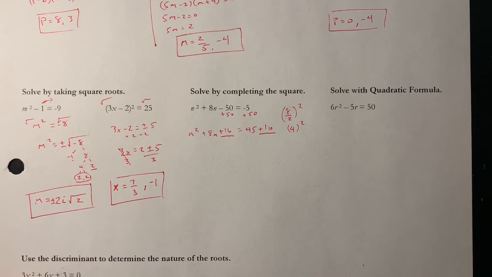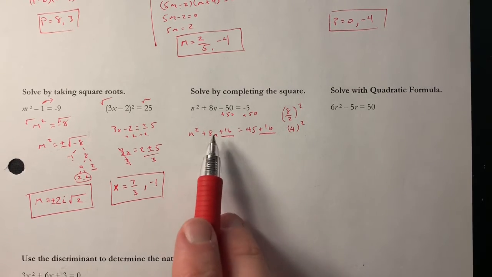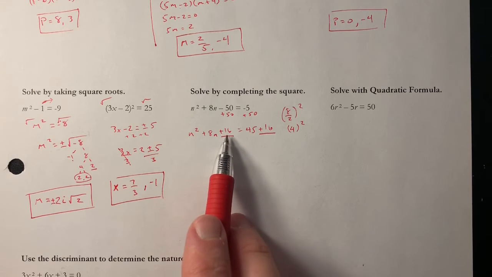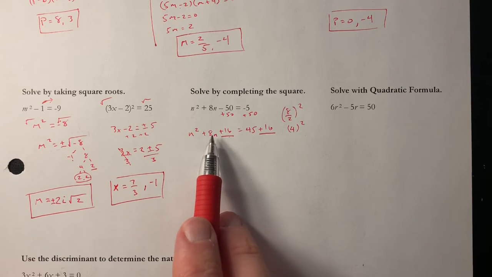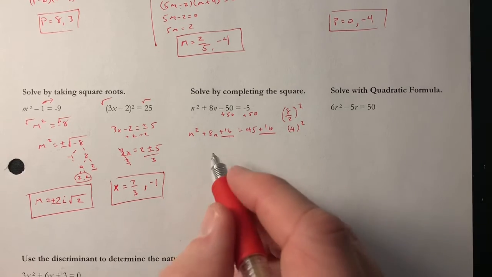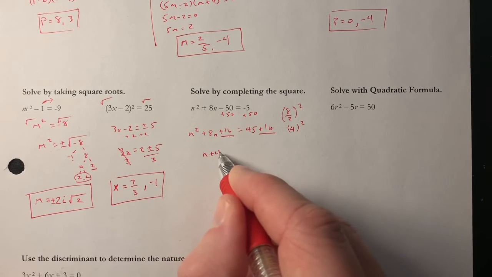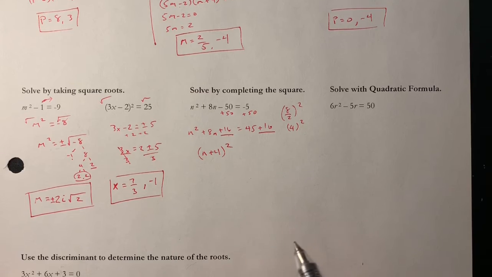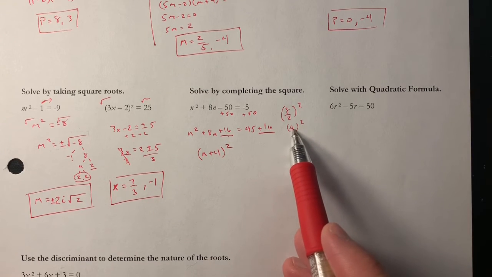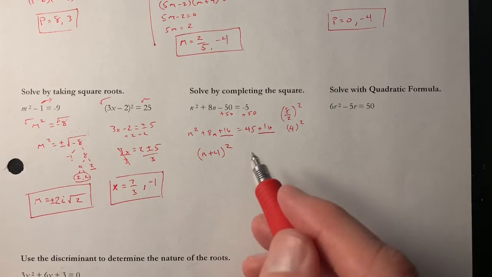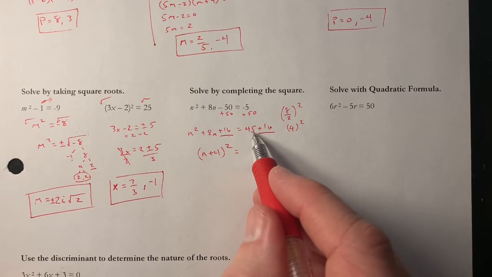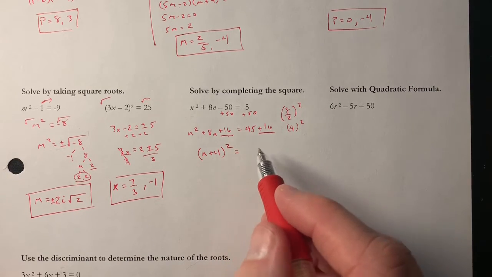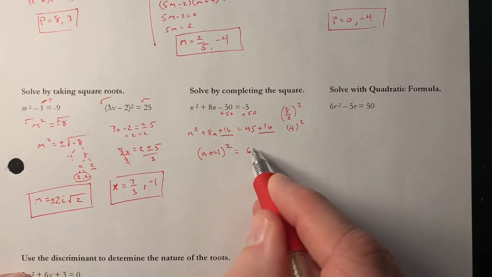Okay, next up is the factored form. What multiplies to 16 and adds to 8? That would be 4 and 4. So it's going to be n plus 4 times n plus 4, which is the same as n plus 4 squared. Okay, little shortcut. I have that number right there. It's always going to be this number I get after doing b divided by 2, but before I square it. So I can take that 4 and put it right there. And then 45 plus 16, and 45 plus 16 is 61.